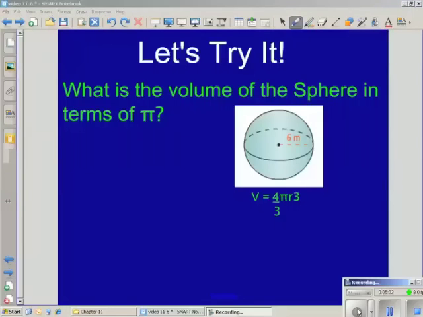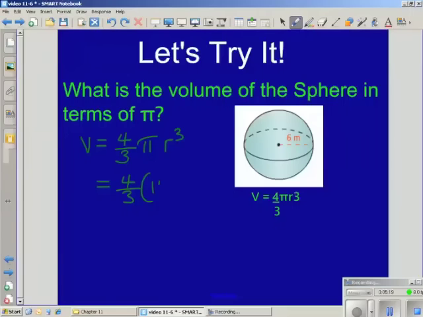Well, I always like to write the formula again one time. So we know that the volume is 4/3 times pi times the radius cubed. So let's start by substituting our values. So that equals 4/3, and we multiply this by pi. And we know that the radius is 6 cubed, which means 6 times 6 times 6.